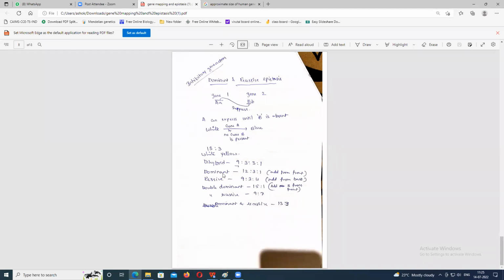What is the trick here? For dominant epistasis, add from the front. Add 2 numbers from the front. What do you have to add? 9 and 3. What ratio are you getting? 12. Am I clear here? 9 plus 3 is 12, the rest as it is. Am I clear here, students? Yes, ma'am. Okay. Recessive epistasis, add from the back.